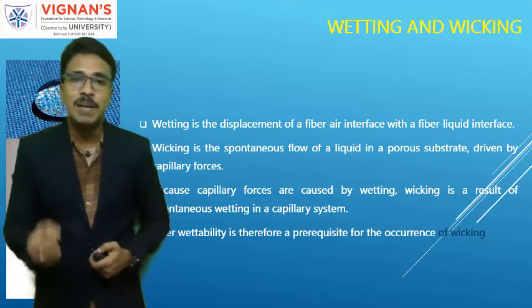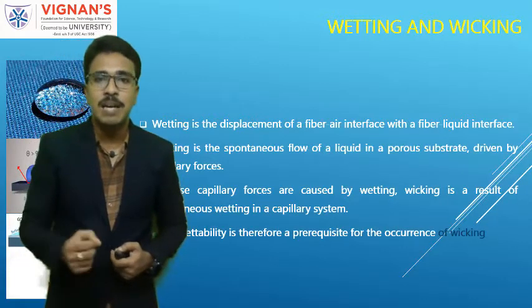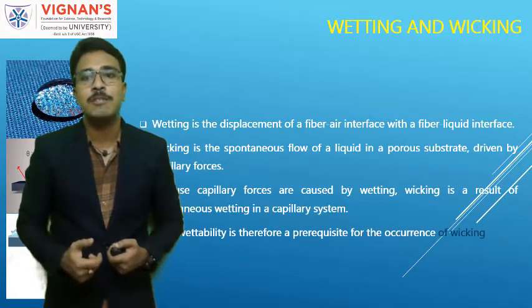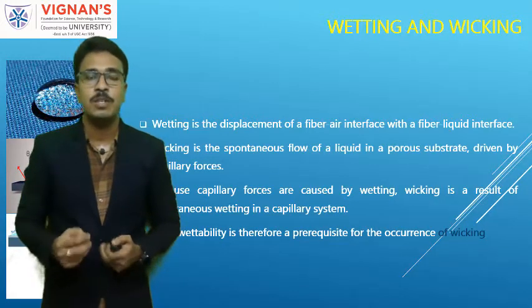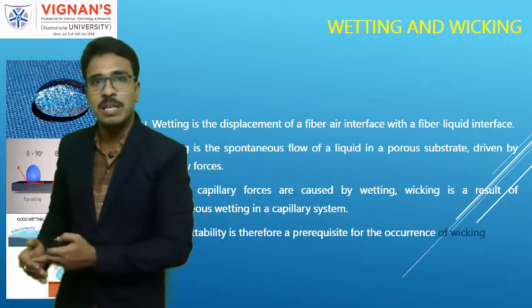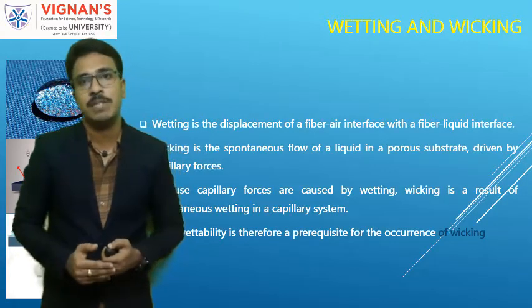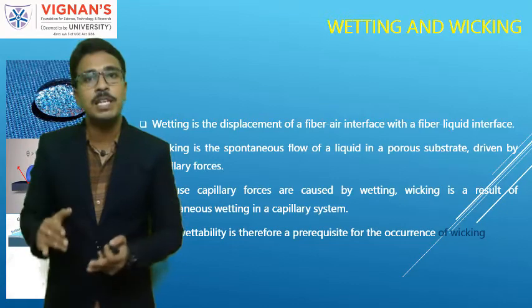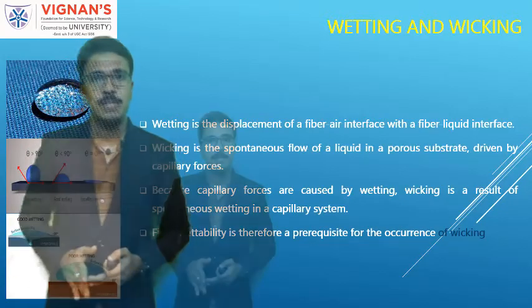And fiber wettability is therefore a prerequisite for the occurrence of wicking. So in order to have wicking, wetting is a prerequisite. Without wetting, wicking will not take place.